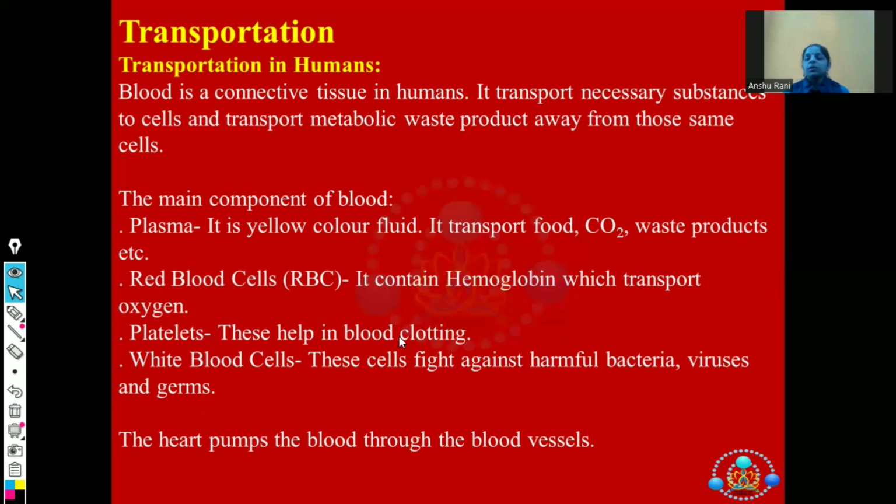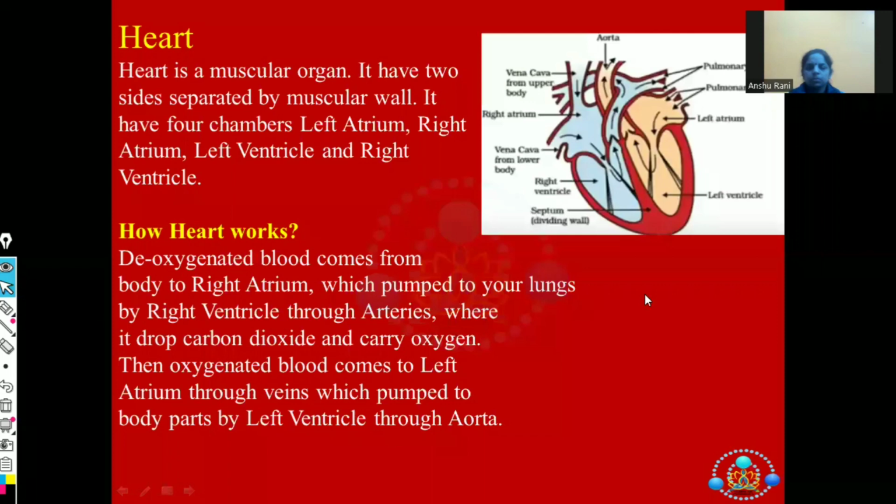Then how will this blood move from one part to another in the body? That is because of high pressure generated by the heart. The heart gives pressure to the blood and it moves from one part to another. How does this heart work? The heart is a muscular organ. It has two sides separated by a muscular wall. This muscular wall is known as the septum. It is separating different parts of the heart.